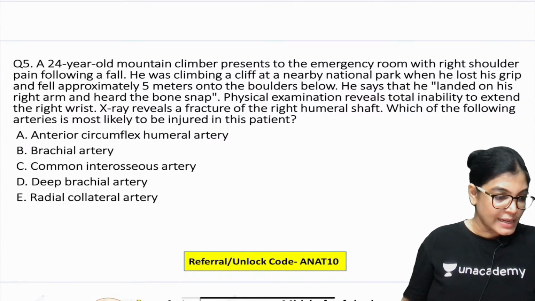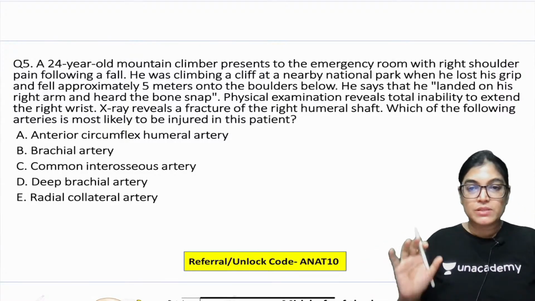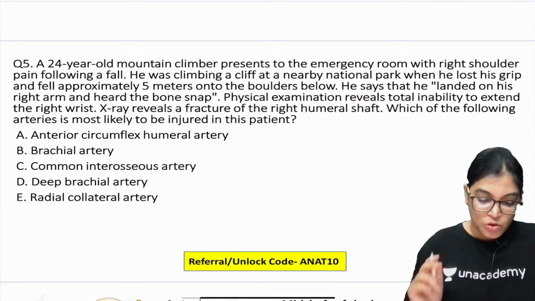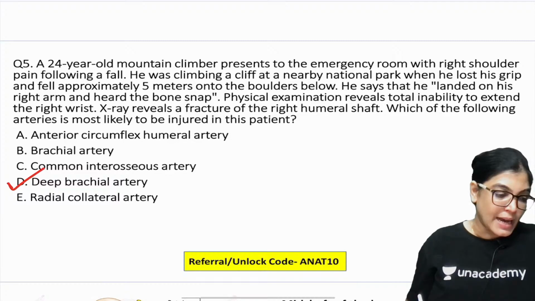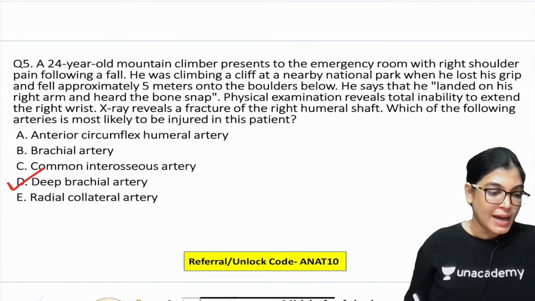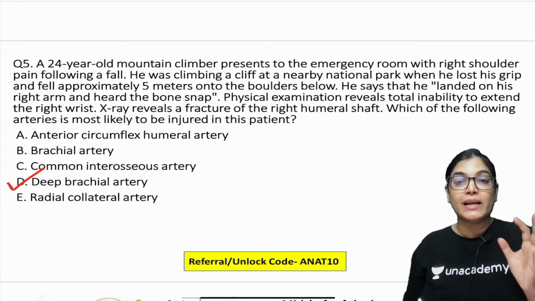Okay, Rangraj is telling it's A. So I got A also as an answer. E, B, D means there is so much confusion. Let me tell you the correct answer. The correct answer is deep brachial artery. D is the correct answer. Oh, Med Nair, absolutely right, dear Med. Med Nair has given the right answer. I will tell you how.